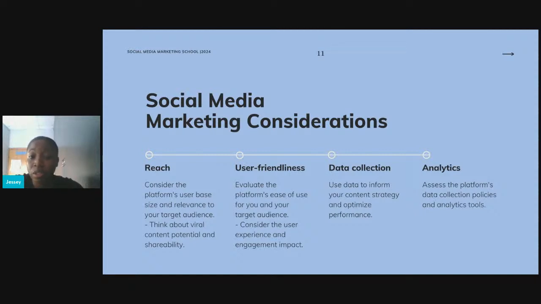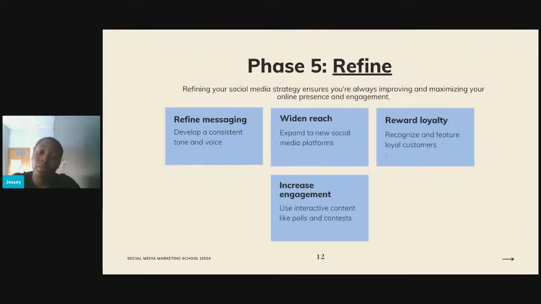You want to evaluate the platform's ease of use for you and your target audience, right? Data collection as well. Use data to inform your content strategy and optimize. And then analytics, assess the platform's data collection policies and analytics. So these are things that you want to consider before creating your profiles on these platforms. Right. So we have talked about understanding. I want to believe that we understand what social media marketing is all about.